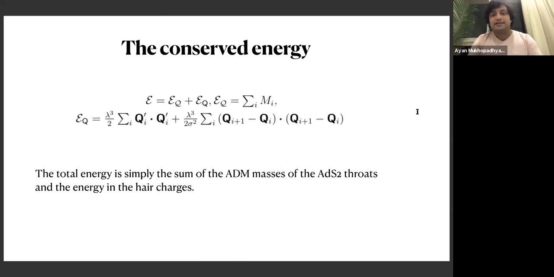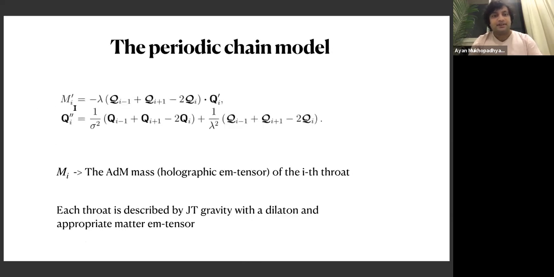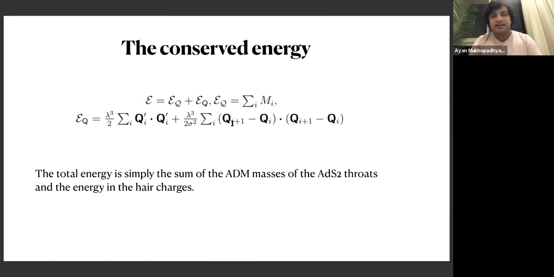And this model has a conserved energy, which is very simple, which you can simply see from these two equations that we just described. It's easy to see that this total energy is conserved. The energy is simply a sum of the masses of the AdS2 throats and the energy in the hair. This is the kinetic energy in the hair, and this is the potential energy, which in the continuum limit becomes grad Q squared.